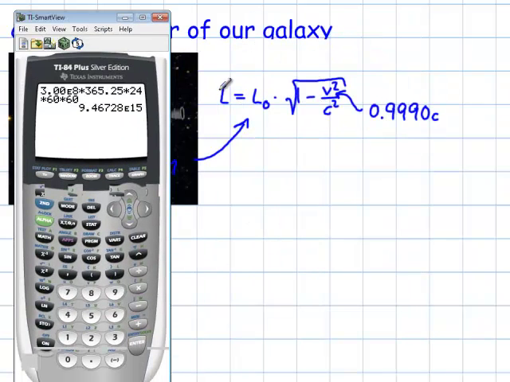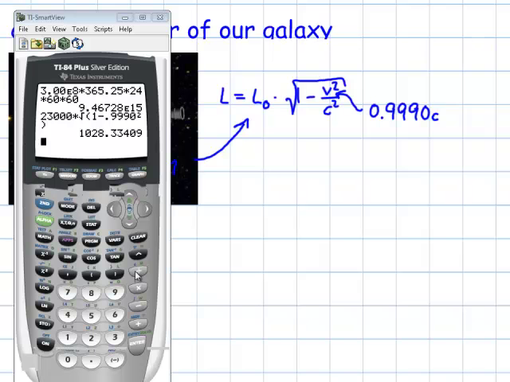So first I'm going to calculate how far the distance actually is from our spaceship's point of view. So 23,000 light years times, and here comes the length contraction, 1 minus 0.9990 squared, and because the c squareds divide out, I don't need to write anything down there, and I come up with 1028 light years, and that is the distance in light years.